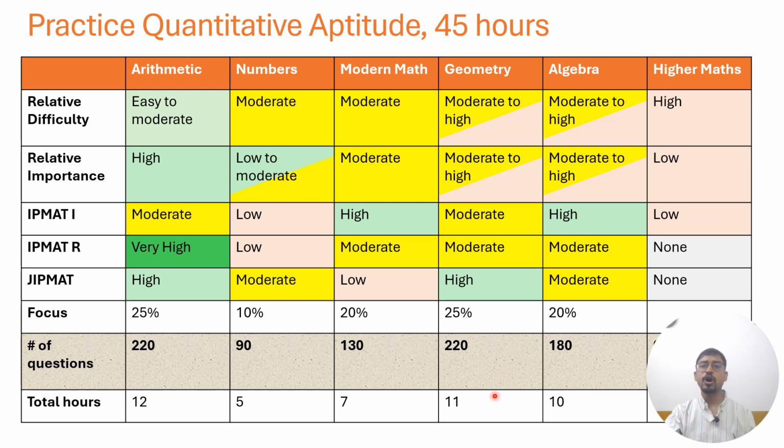And when we talk about how much to practice, as you can see, the colored row here says the number of questions across each topic that you need to practice. We have 220 questions that you need to solve from arithmetic, close to 90 questions from numbers, close to 130 questions from modern maths, 200 plus questions in geometry, and 180 questions from algebra. Higher maths, as I said, you can maybe practice matrices and determinants for some bit, but I would definitely suggest you deprioritize it, especially if you are a non-maths student.